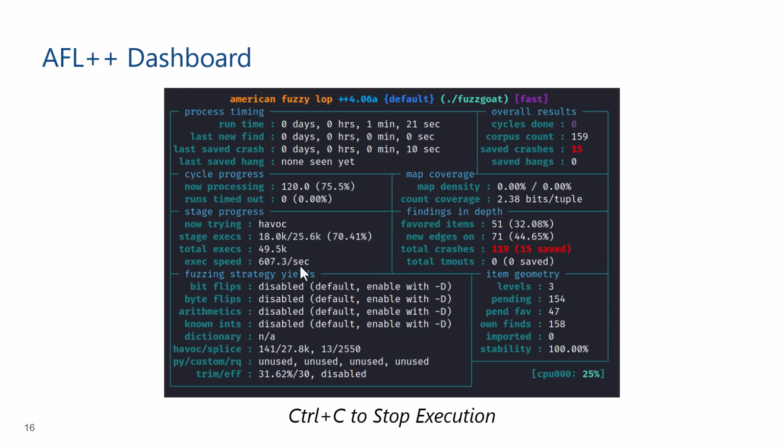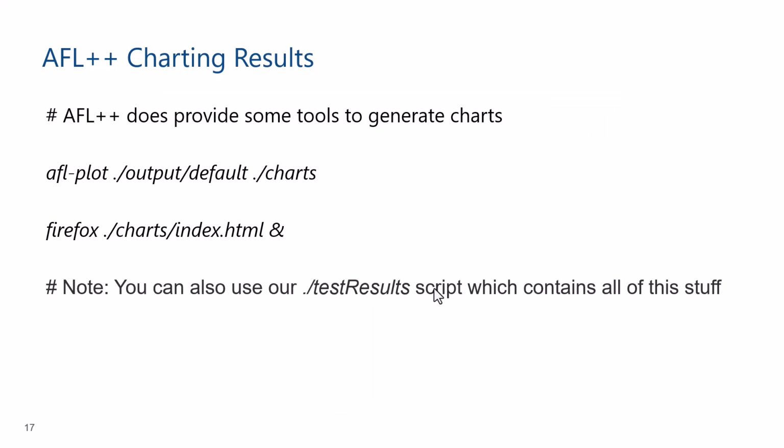So let it run for a while, let it bake. And then to stop this, just do your Control+C. And then we are done. It'll shut down. And obviously the next thing we want to do is find out what we did. AFL does come with some cool charts that you can use. There's a tool that comes with the AFL tool suite. It's called AFL-plot. And all you need to do is AFL-plot, and then your output directory, default.